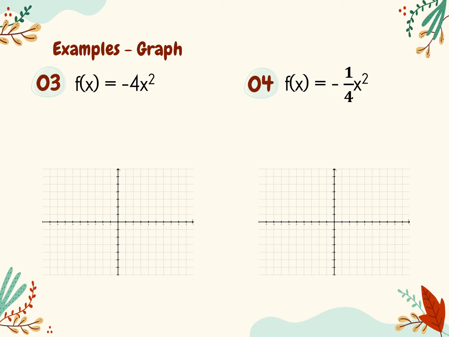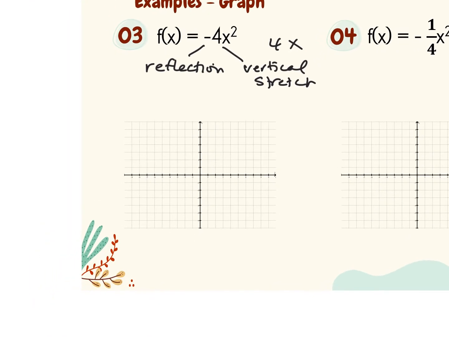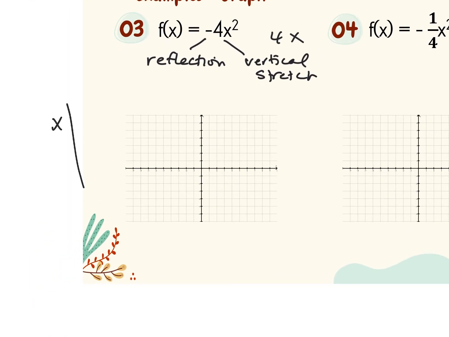So for number 3, again, we could either apply this as a shift from the parent. Again, if you're going to do it that way, the negative sign indicates that this is a reflection. The 4 indicates that this is going to be a vertical stretch. And it's going up 4 times as fast as the parent of x squared. So again, for questions like this, I'm just going to do a table of values. And what I can do is x and then -4x squared, plug in -1, 0, and 1.